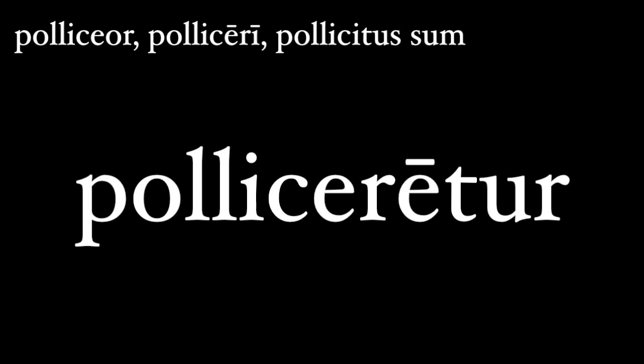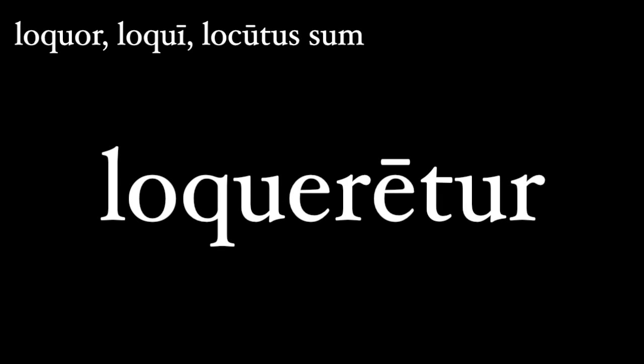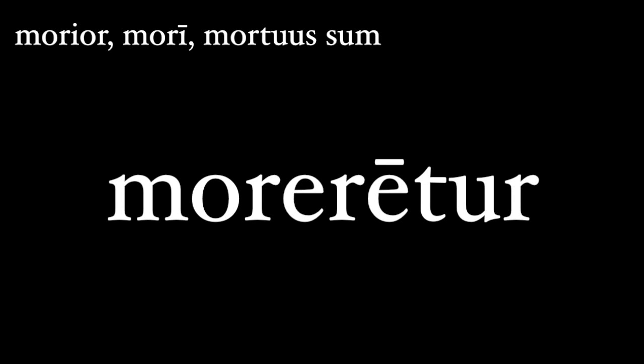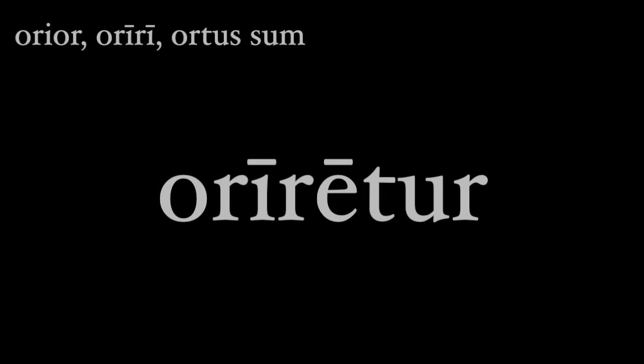So for a second conjugation deponent like polliceor, the imperfect subjunctive is polliceretur. For a third conjugation deponent like loquor, the imperfect subjunctive is loqueretur. And for a third io deponent like morior, the imperfect subjunctive is moreretur. And for a fourth, like orior, the imperfect subjunctive is oriretur.